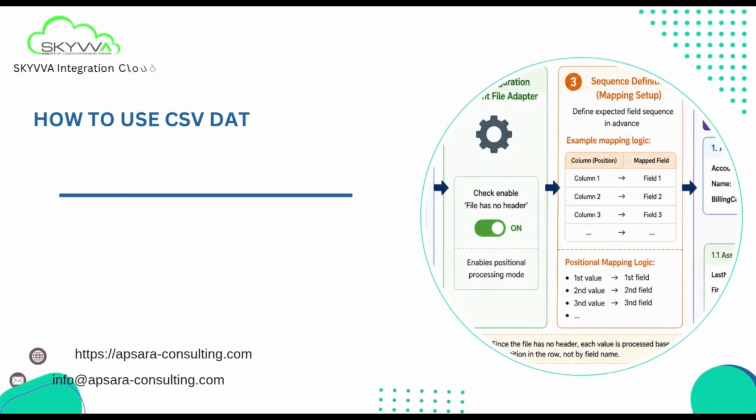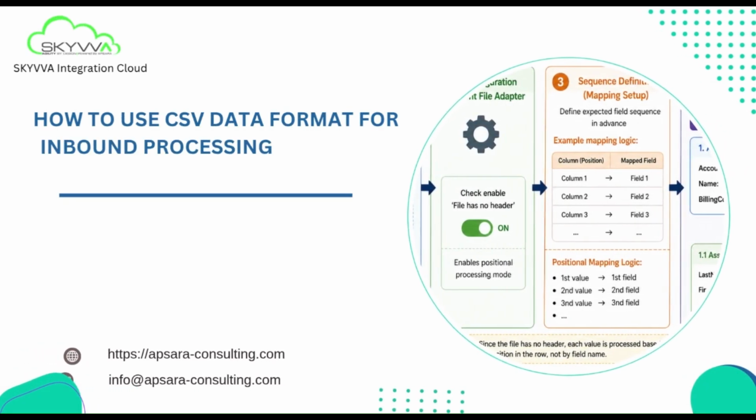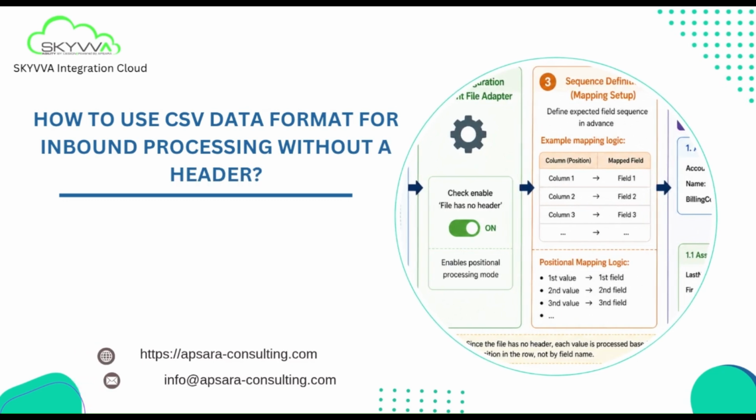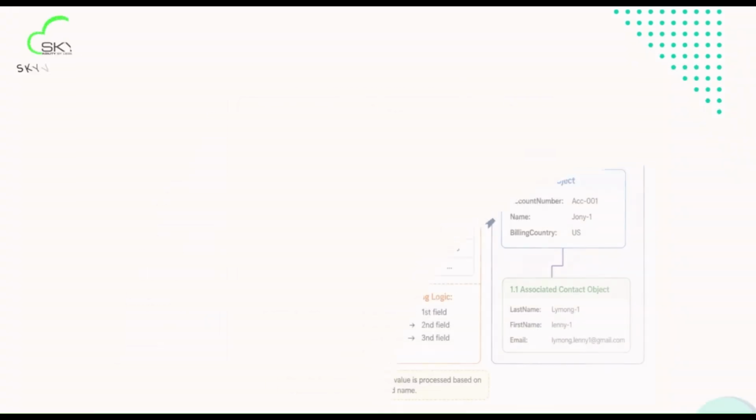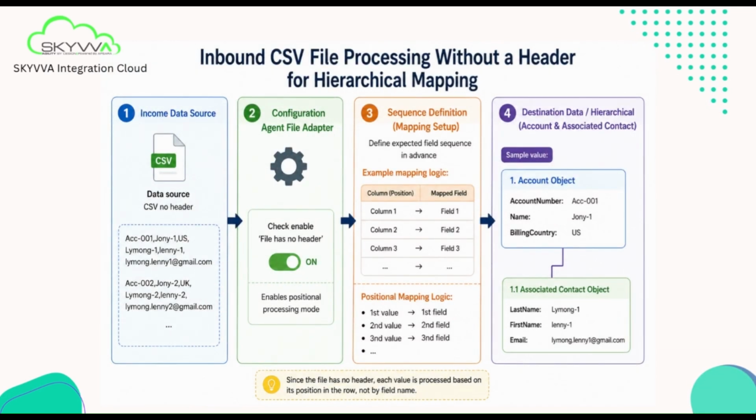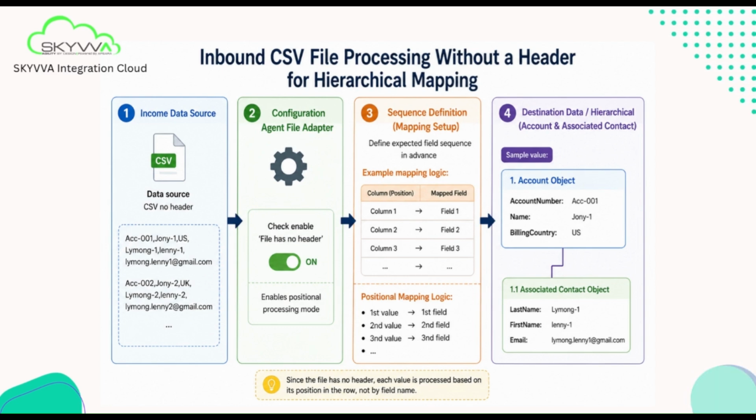Hello, everyone. In this video, we will demonstrate how to use CSV data format for inbound processing without a header. The inbound CSV files without headers are processed using positional mapping, where each column is interpreted based on its order rather than field names. A predefined sequence ensures that data is accurately mapped to the target structure, supporting both flat and hierarchical records. To enable correct processing, the agent file adapter must be configured with the "file has no header" option, allowing the system to reliably map each value by position during inbound data ingestion.